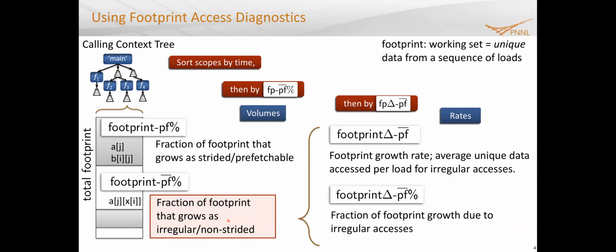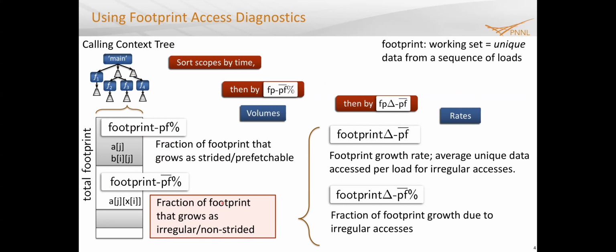Let's look at an example of how we can use our diagnostics. We first look at the context tree, and we sort those scopes by time to find the hot path. Then we focus on an interesting function. In that function, we first look at the total footprint, and we divide the total footprint into two fractions. Fraction 1 on the top is the footprint that can be prefetched. And fraction 2 on the bottom is the non-prefetchable footprint.